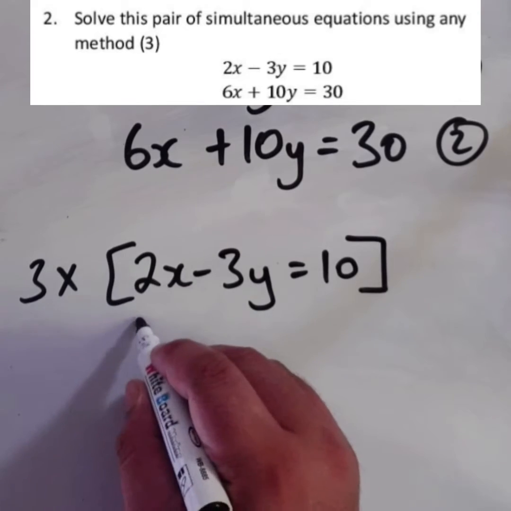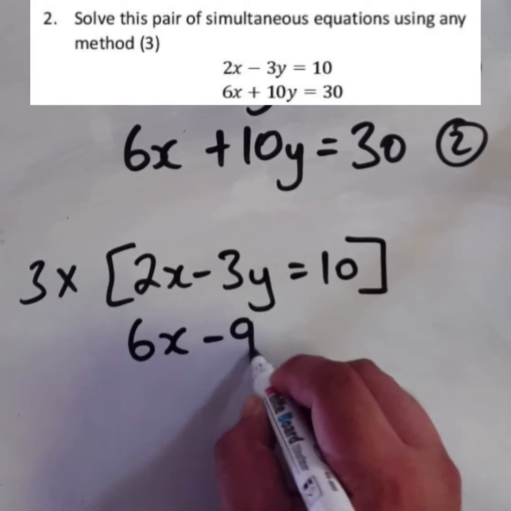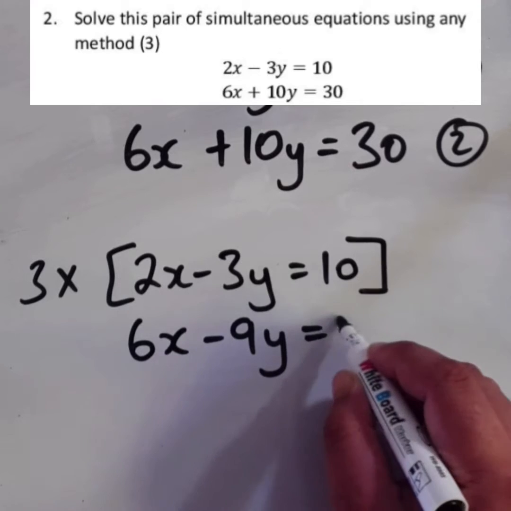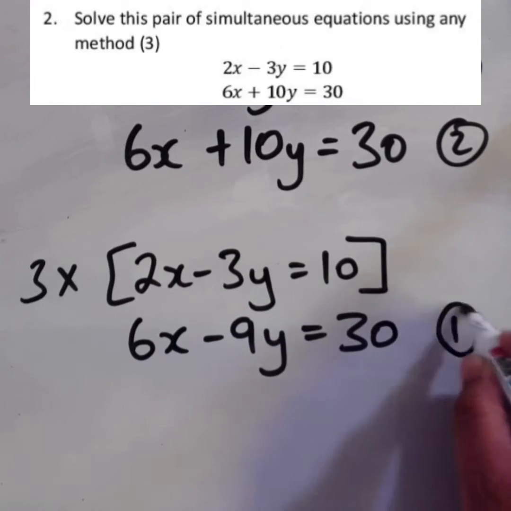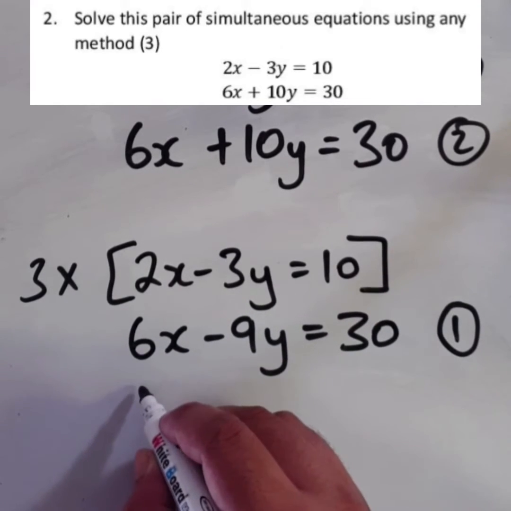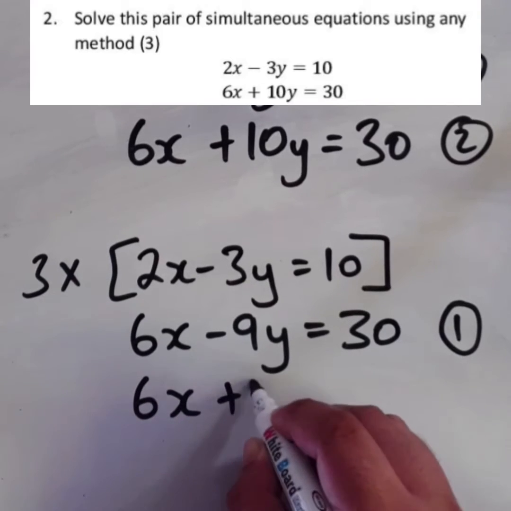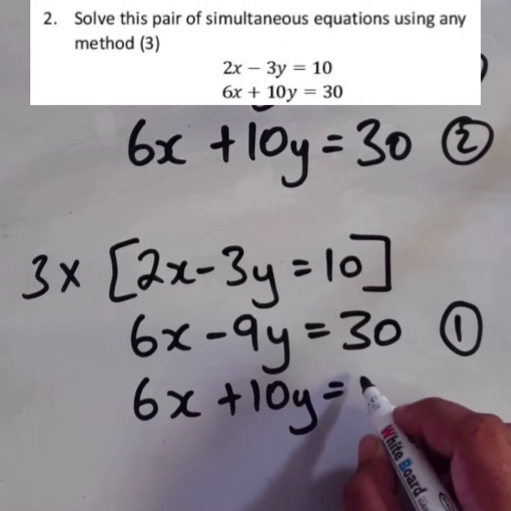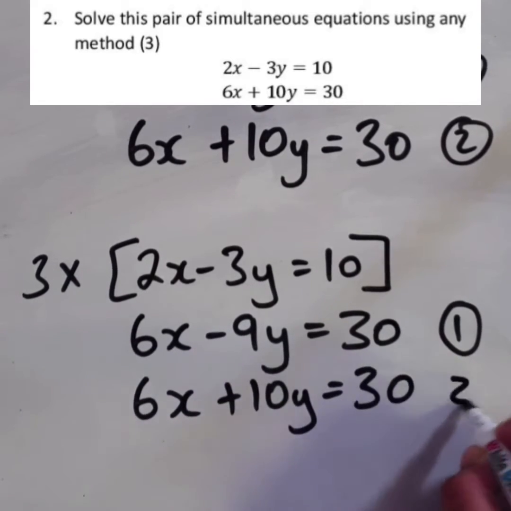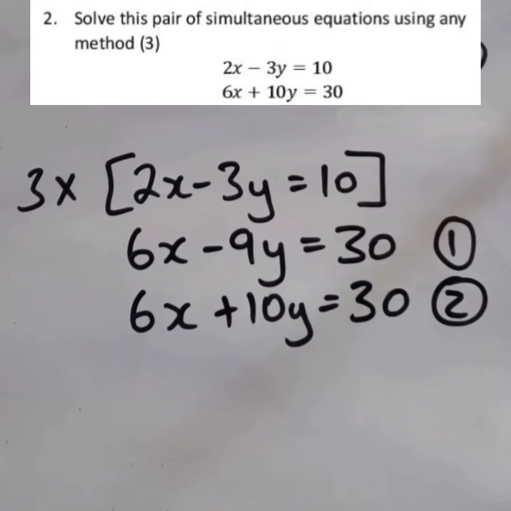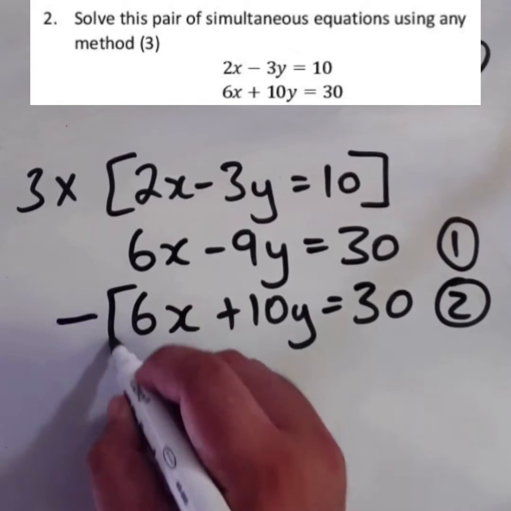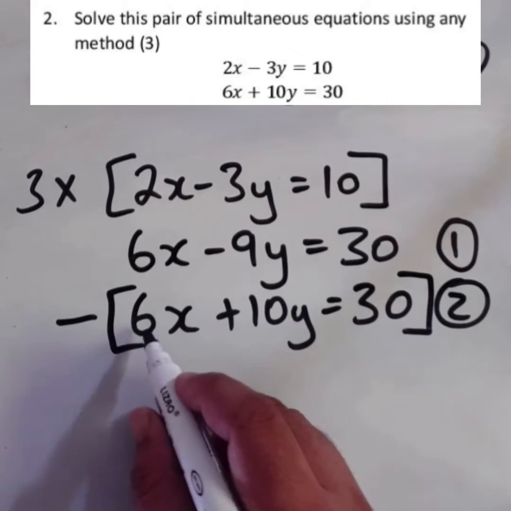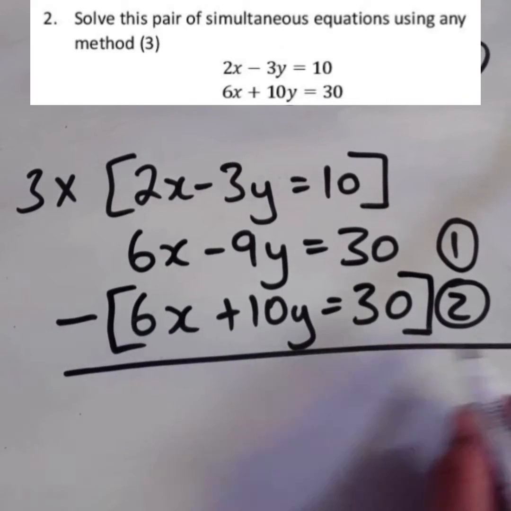So 3 times 2x will give me 6x. 3 times negative 3y will give me negative 9y. And 3 times 10 will give me 30. So here we have our new first equation. So put them together. And what you can do now is you can take away equation number 2 from equation number 1.